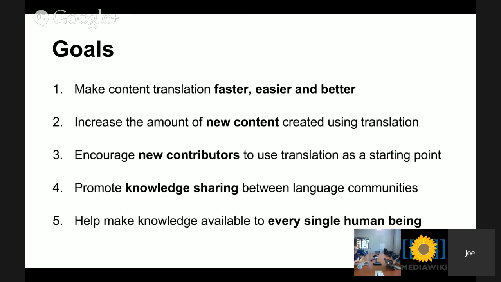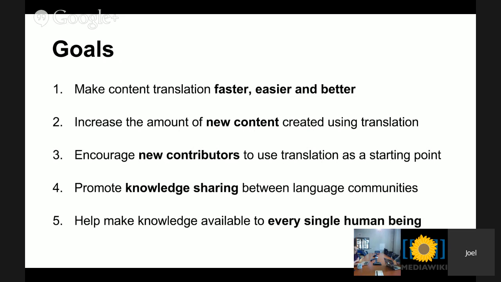So with that in mind, we have a few goals, and these goals go from more specific to more general. Our first goal is simply to make content translation faster, easier, and better. People are already doing content translation to create new articles, and we just want to encourage that and enable them to do it more easily. The reason we want to do that is because it will provide a way to increase the amount of new content that is created using translation, and by doing so, increase the amount of content that is in both smaller language Wikipedias and larger language Wikipedias.